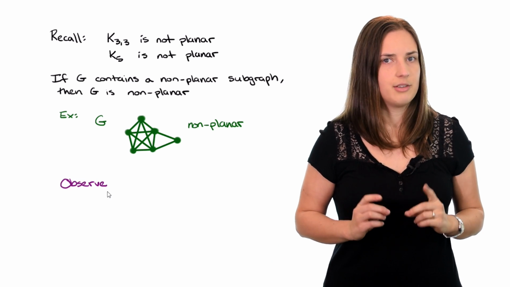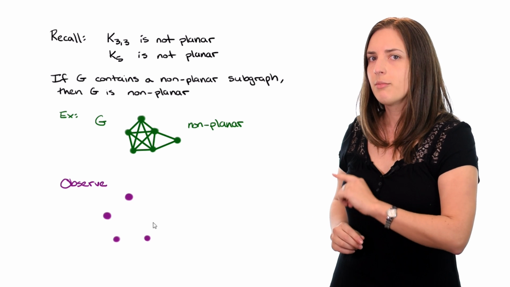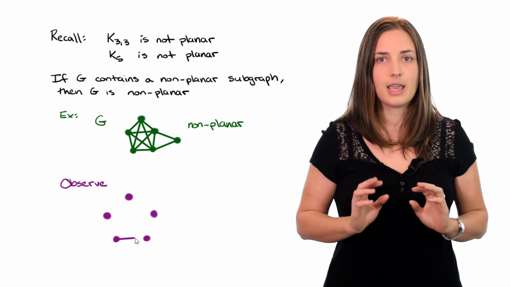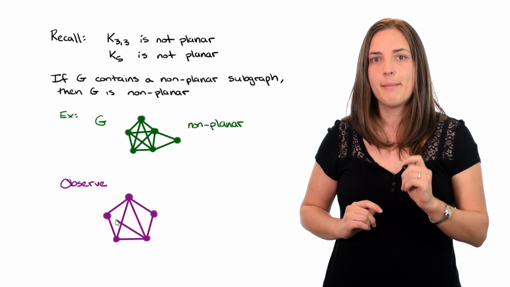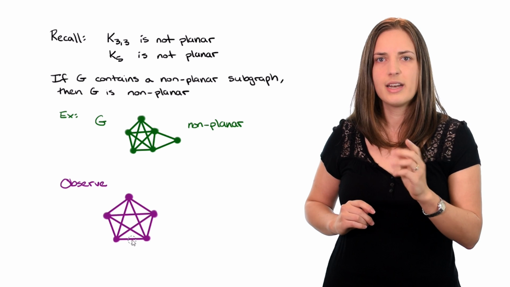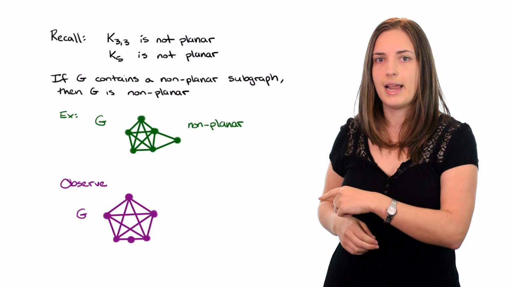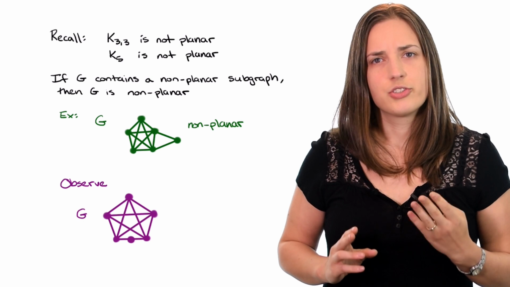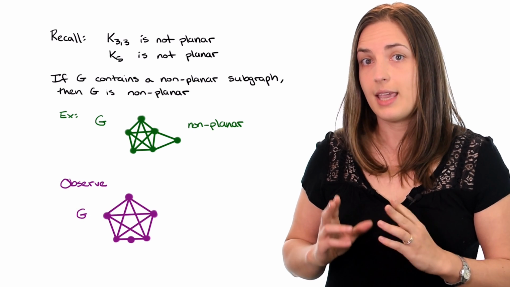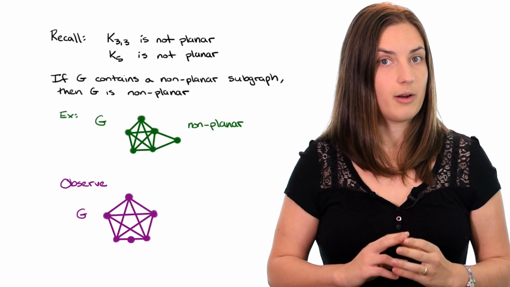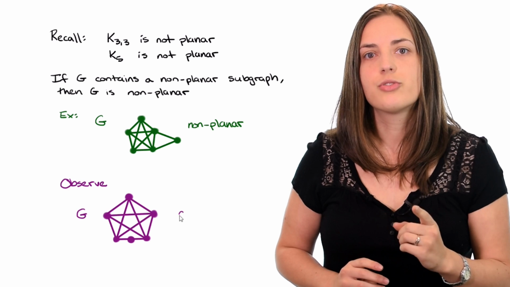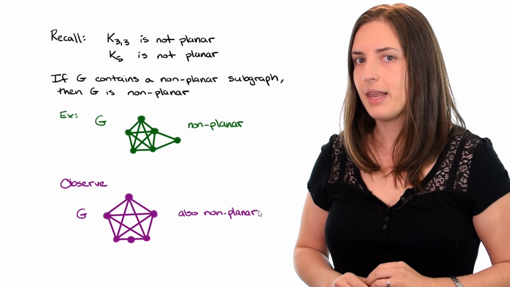Let's take a look at a different example. So here I'm going to draw what again looks like K5, but now I'm adding a new vertex, not in the same way that I did before. The new vertex interrupts an edge that used to be in K5. So in this purple graph, K5 is not a subgraph, but it's still true that this graph is non-planar.